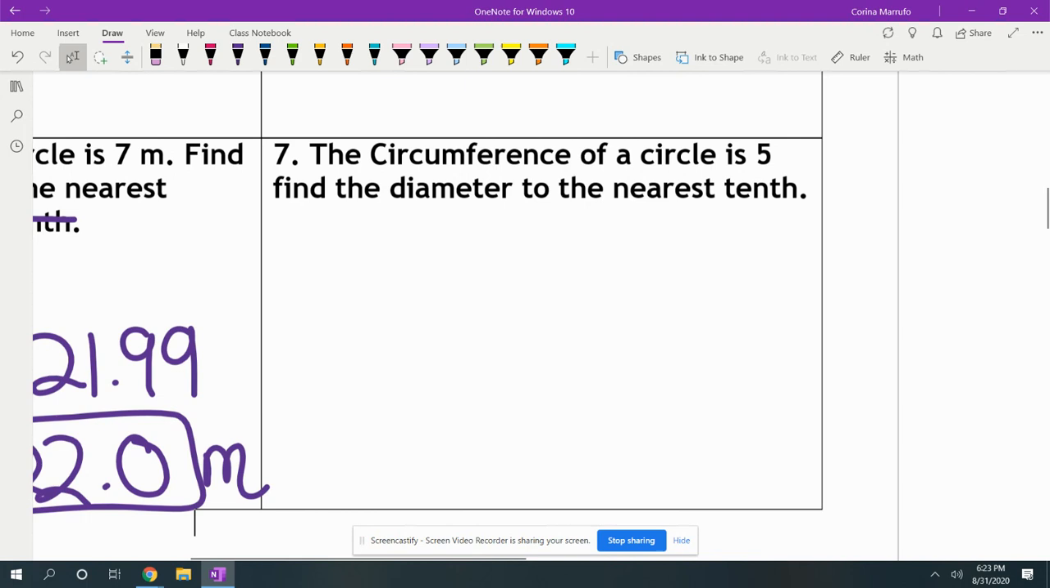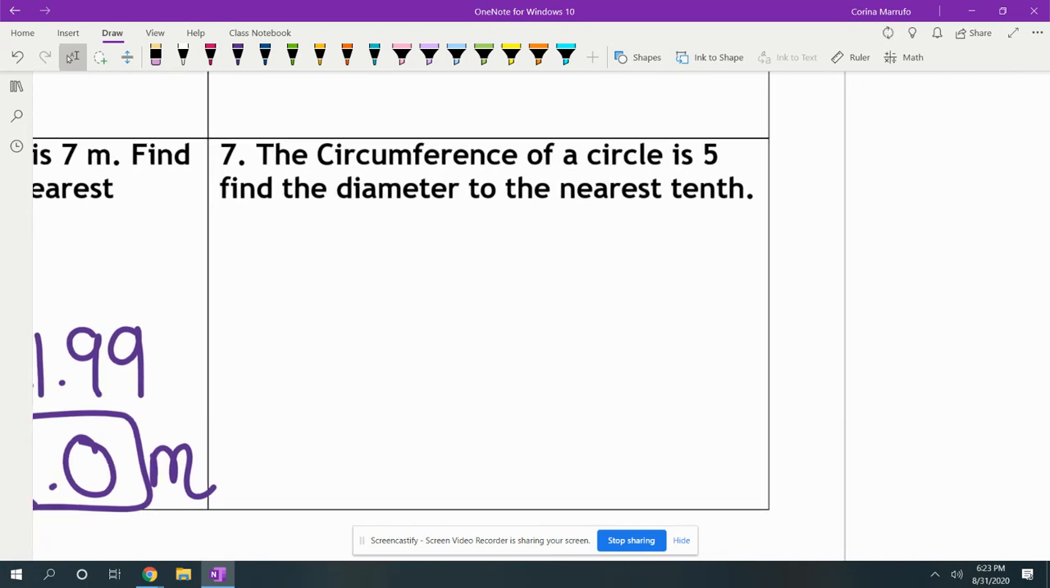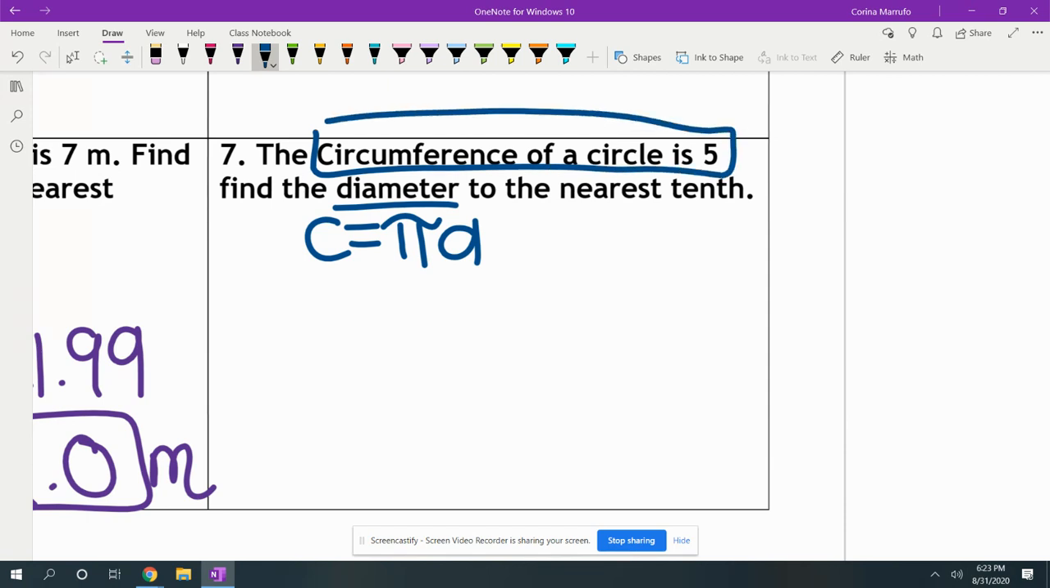All right, the next one says the circumference of a circle is 5. Find the diameter to the nearest tenth. So now we're working a little bit backwards because circumference equals pi d. We're going to use that one because they give us the circumference and they want us to find the diameter. They give us that the circumference is 5. So 5 equals pi times d.